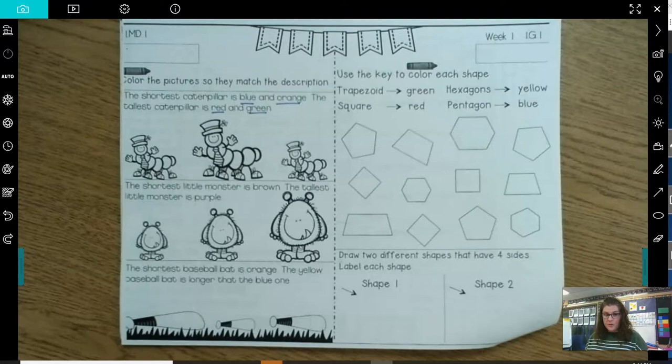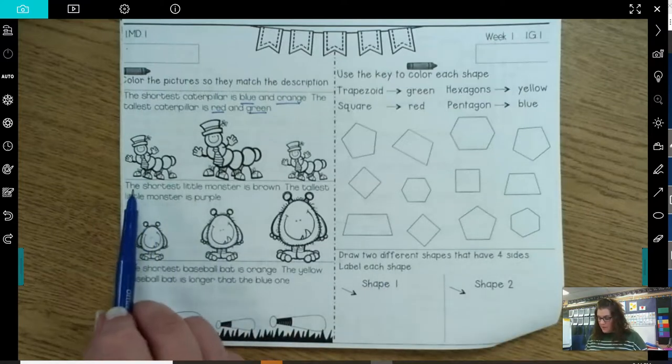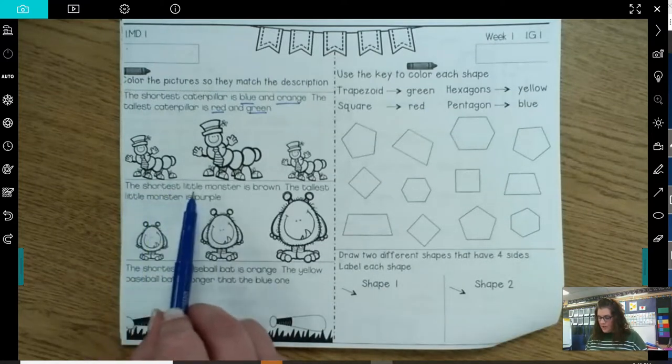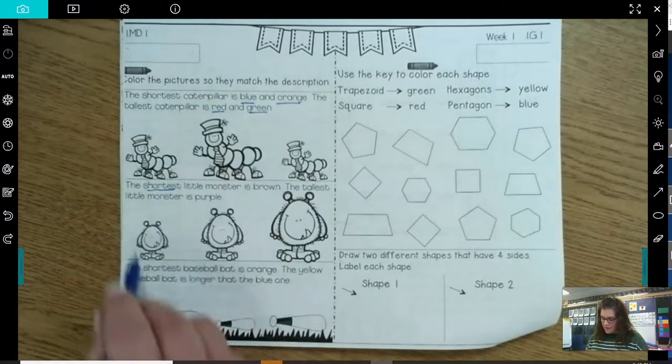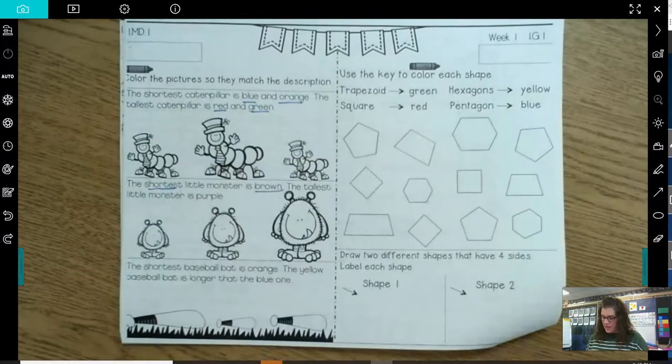Okay, if you're back with me, you're ready to move on. Let's read the next problem. The shortest little monster is brown. Hit pause, color that shortest monster brown.